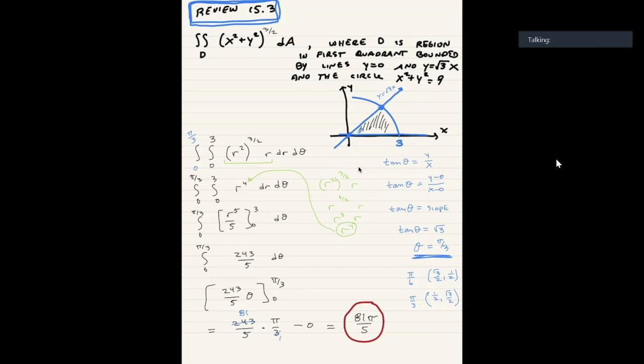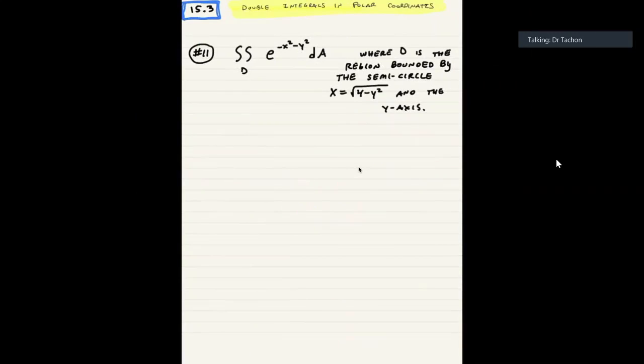All right, let's do the next example. Let's do this one. D is the region, a semicircle, x equals 4 minus y squared, and the y-axis. So it's a semicircle. Where is the semicircle?